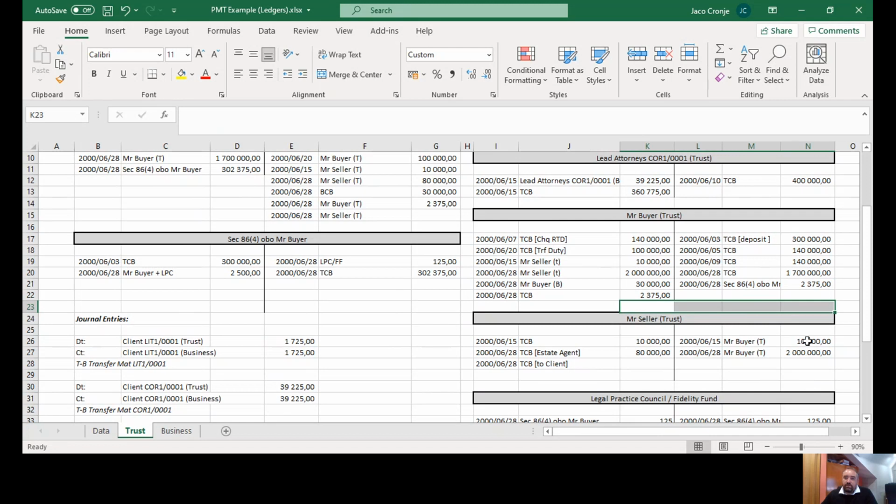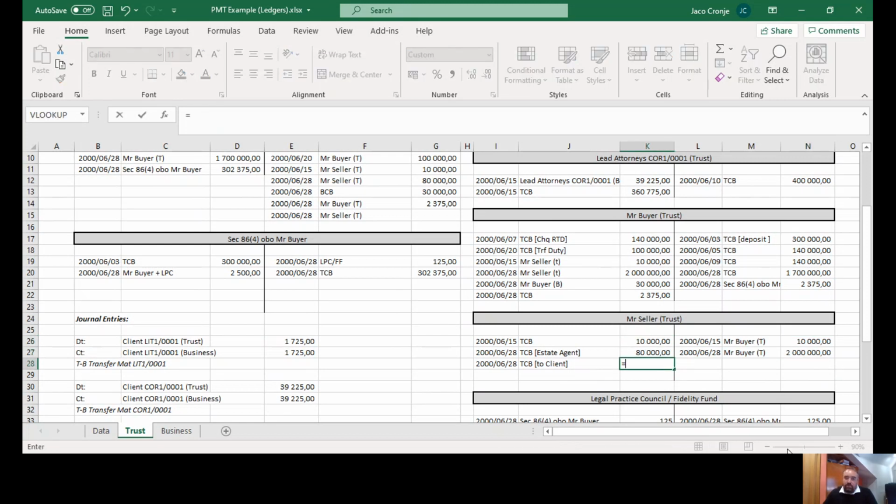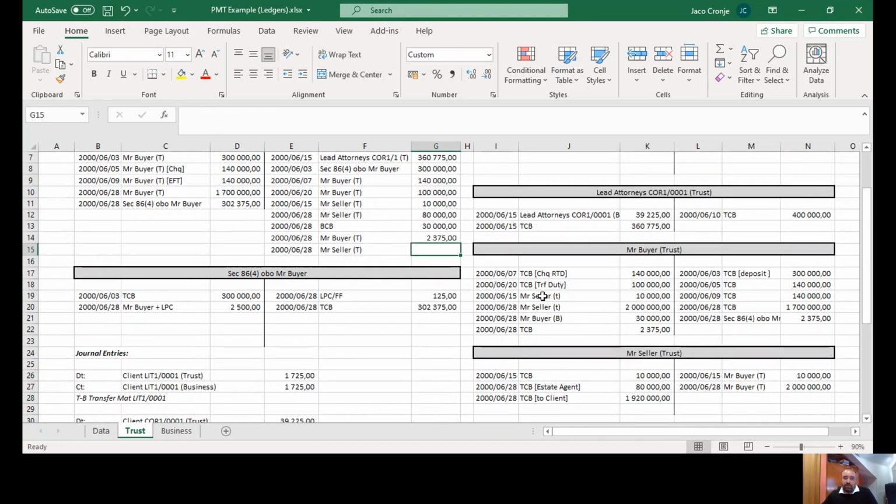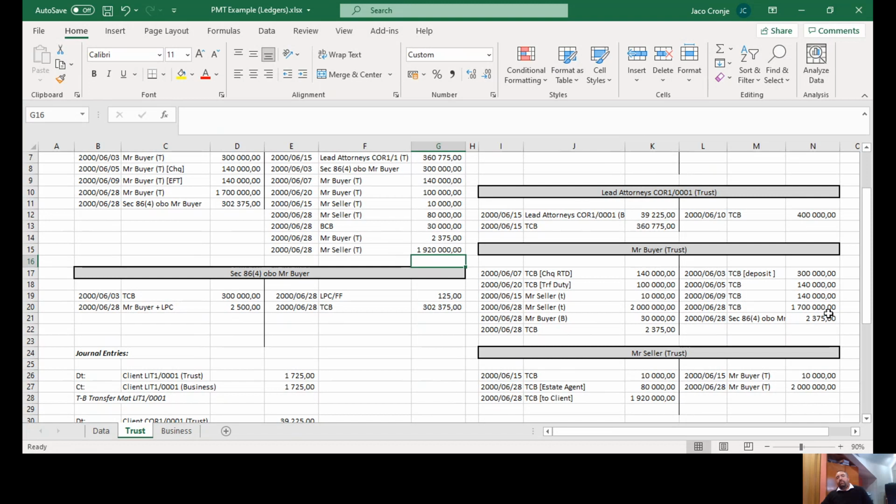Mr. Seller, let's see what goes in his side. So he's got 2,010,000 Rand there, and we've paid out 90k. So if we say we're going to pay you 2,010,000 less 10,000 less 80,000. So we owe you 1920. So we're going to again pay that from our trust 1920,123. Okay, so very simple.